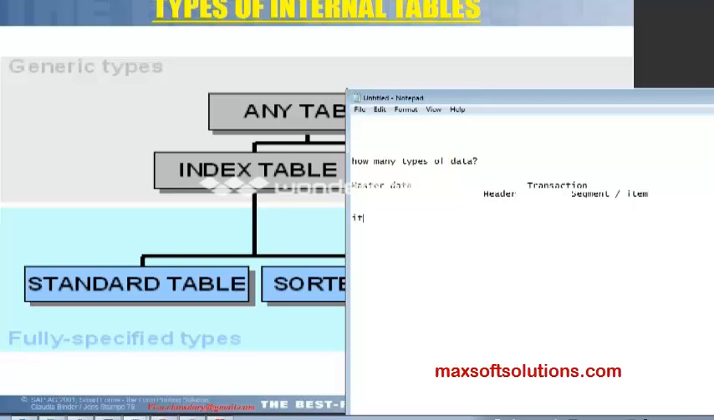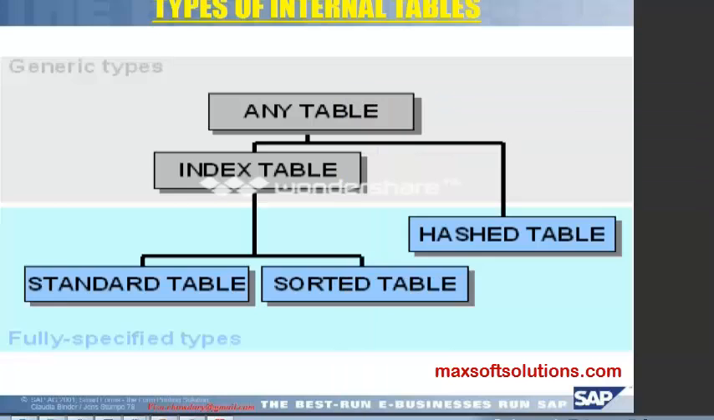In the same way, we have types of internal table. We have two types of internal table. One is an index table and another one is a hash table. This index table is further classified into standard table and sorted table. So people tell that we have three types of internal tables: one is a standard internal table, another one is a sorted internal table, another one is a hashed internal table. So totally we have three types of internal tables.